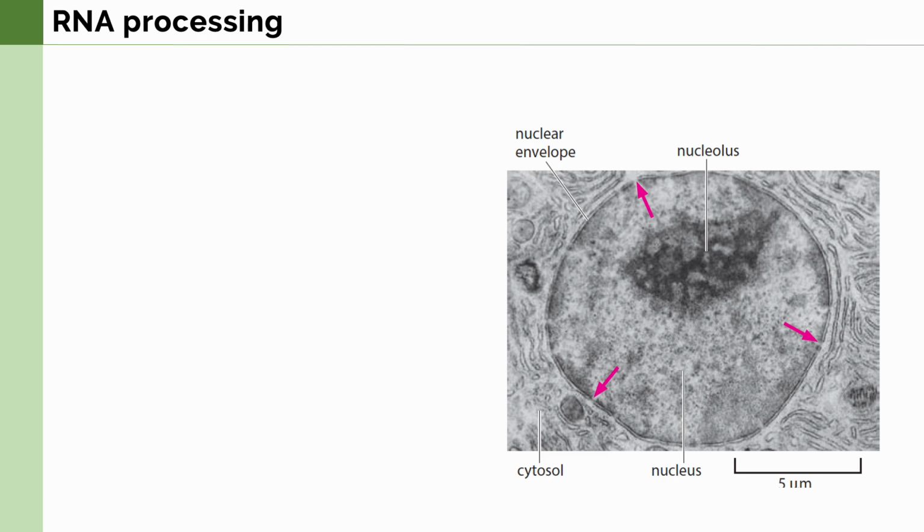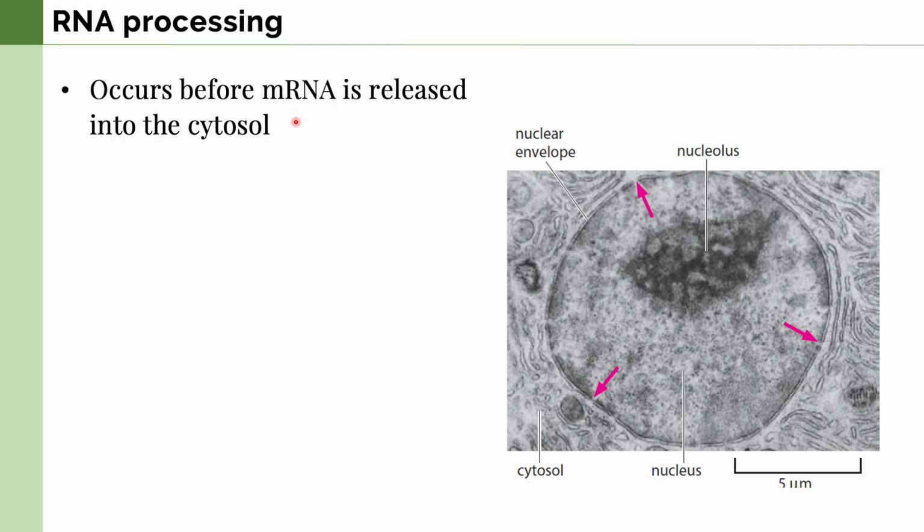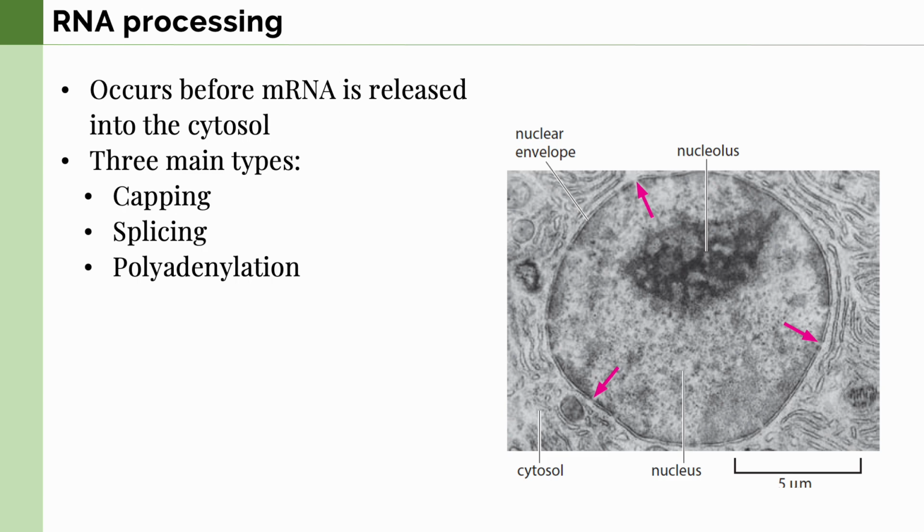Speaking of RNA processing, let's talk more about these different events. All of these occur before the mRNA is released into the cytosol. In this figure, we can see the nucleolus, which is the transcription region in the nucleus. And we can see that there are pores in the nucleus where the mRNAs can exit. But before that, 3 things must happen to our mRNA. These are capping, splicing, and polyadenylation. And we will be talking about these one at a time.